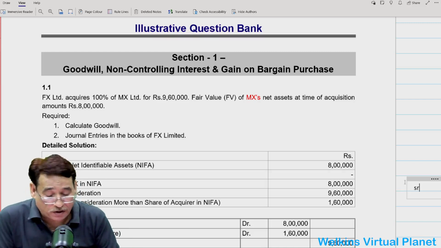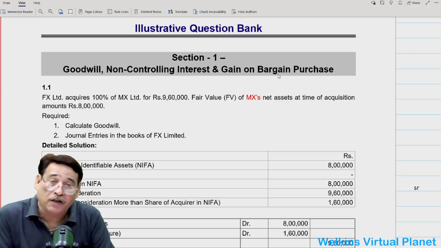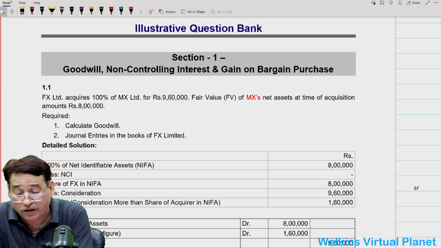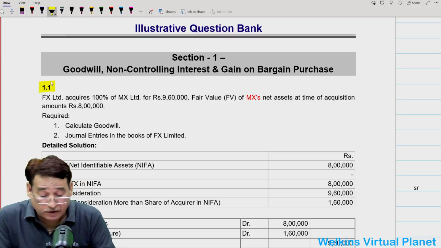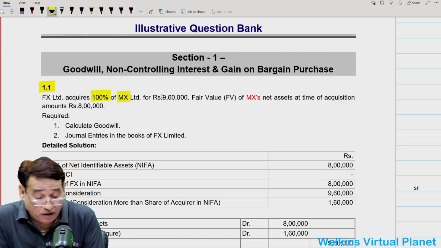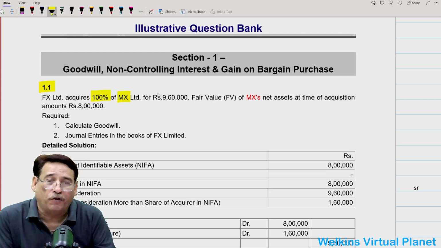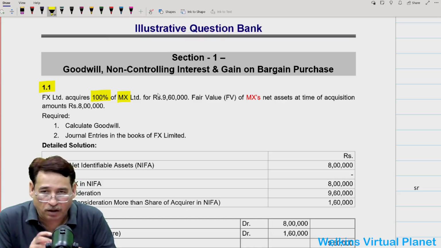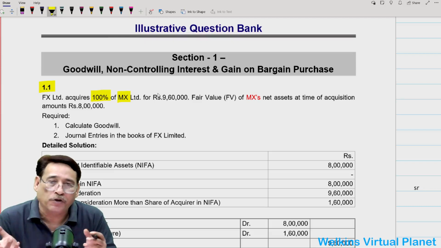Section 1 belongs to this particular concept, calculation of goodwill, non-controlling interest, and gain on bargain purchase, as you can see. So we start the session now. 1.1. Here it is stated that FX Limited acquired 100% of MX Limited. Now it is very important when you do the questions on computation of goodwill, non-controlling interest, or for that instance on gain on bargain purchase, you need to pay extra attention to what is the stake. This time you have a complete 100% stake in the MX Limited, with no question of any NCI.